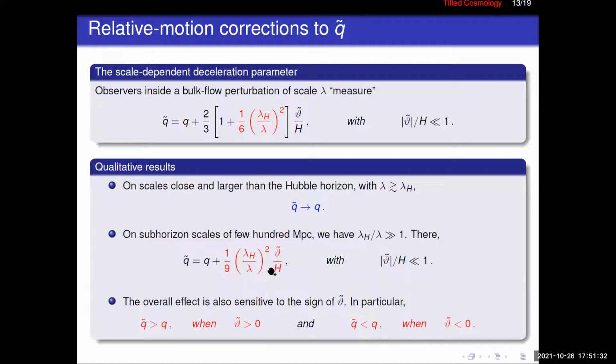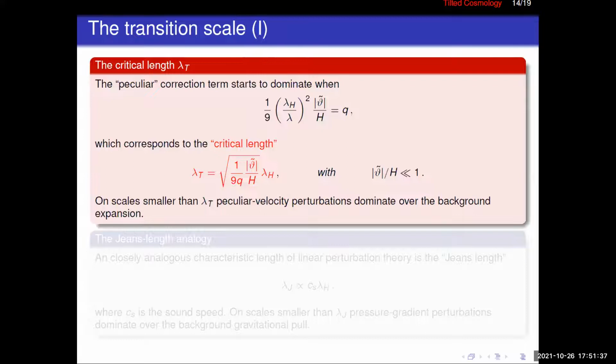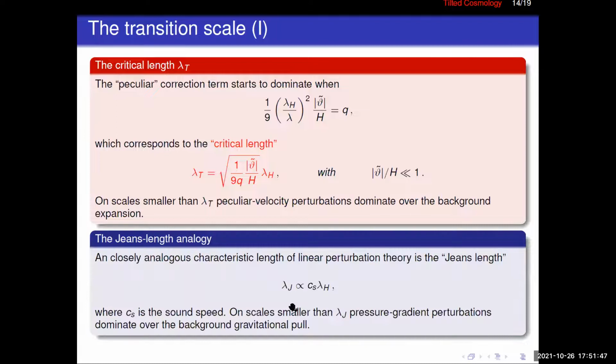Okay. So perhaps some of you may have seen the analogy between this critical length and another one that also derives from linear perturbation theory, and that's the Jeans length. And that's how it looks. This is the sound speed divided by the speed of light. And as you can see, in both cases the critical length is a fraction of the Hubble scale, a small one, because this ratio is small, and this is also small.